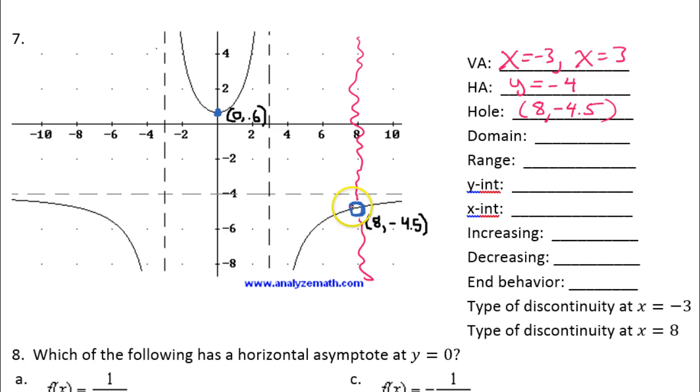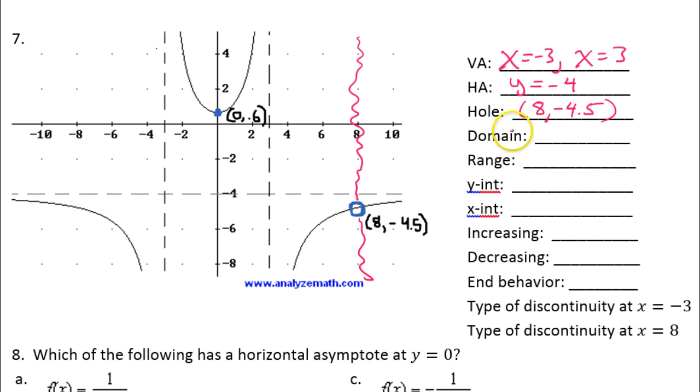So look, watch this. I'm going to wind up doing my domain from -infinity to -3, skip it, -3 to +3, skip it, +3 to 8, skip it, 8 to infinity. All right, so see how the hole also has to break up your domain. So I'm just going to basically write down what I just said.